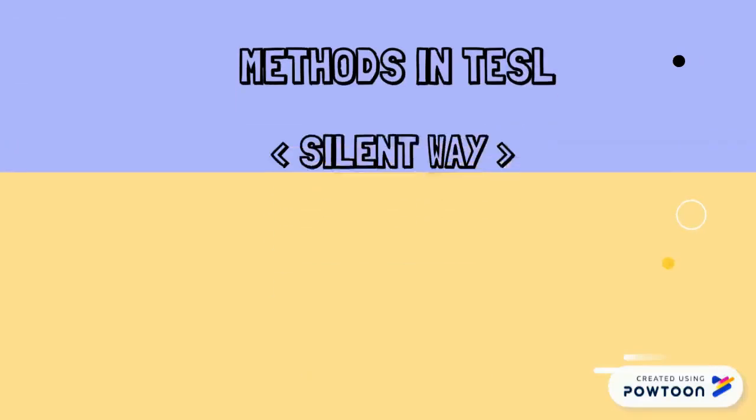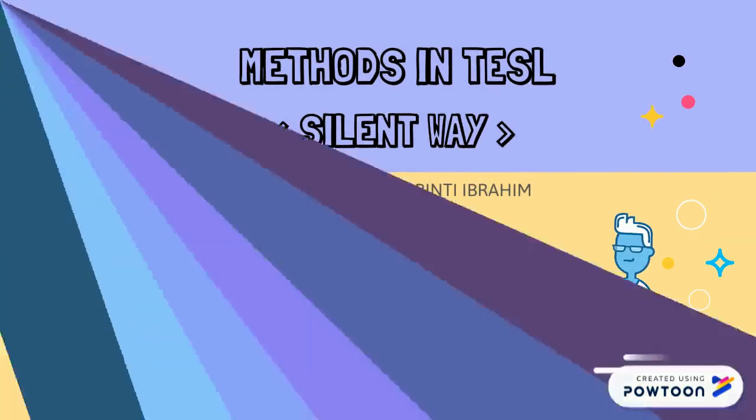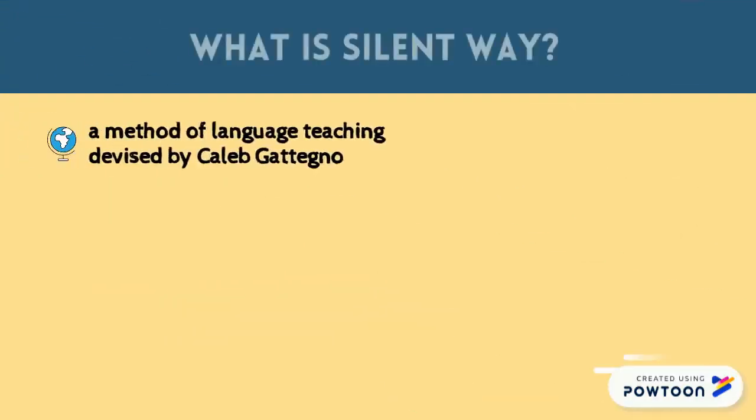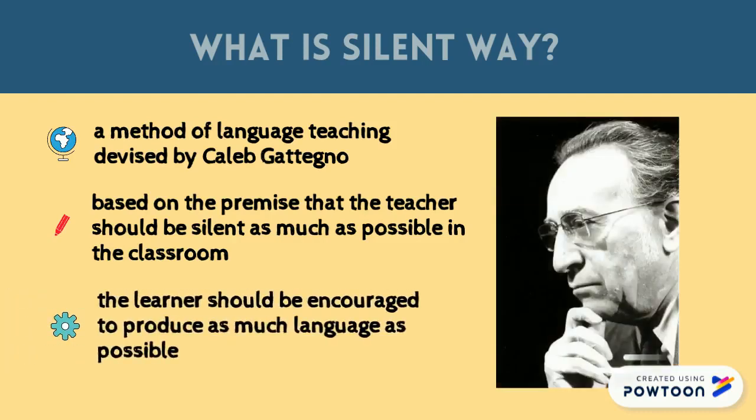Hello everyone. Today we are going to learn about the silent way method in teaching language. First off, what is silent way? Silent way is a method of language teaching devised by Caleb Gattegno. It is based on the premise that the teacher should be silent as much as possible in the classroom.